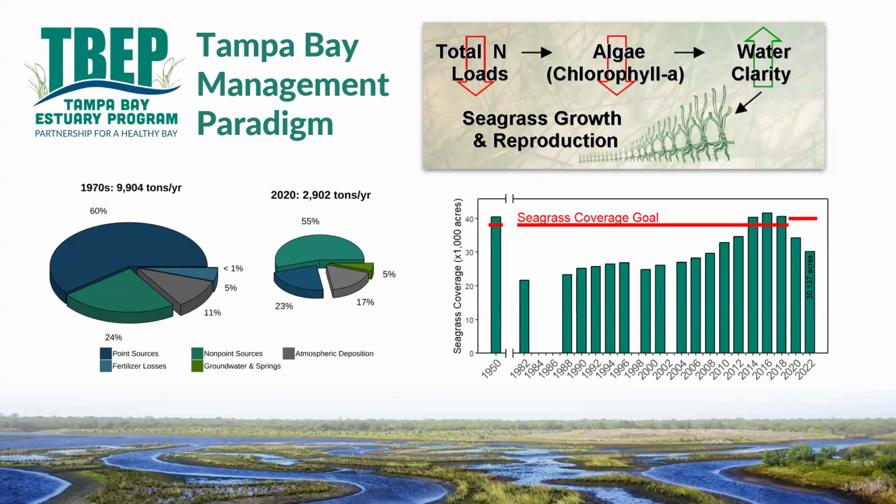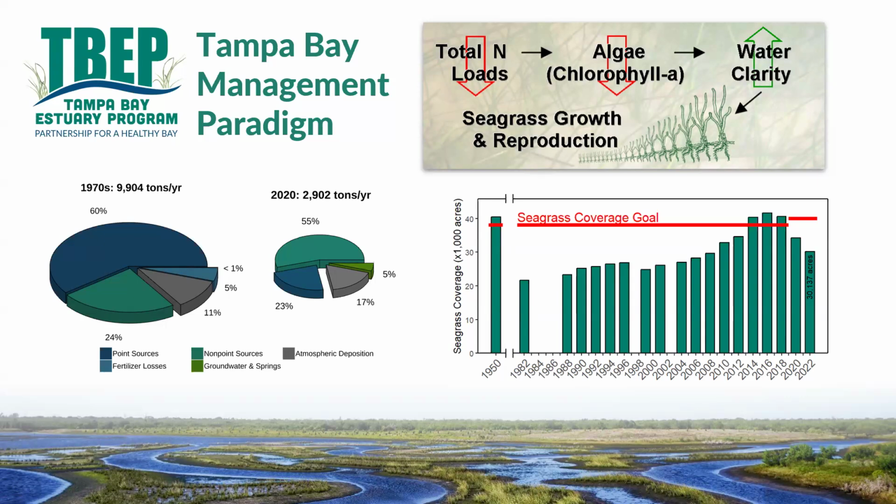And if you look at the historical nitrogen loading in the bottom left in the 1970s compared to presently, you'll see that we've reduced external nitrogen loads by about 2/3. And this bar graph on the bottom right shows the long-term recovery of seagrasses as a result of these reductions in nitrogen loads. So that is the success story.